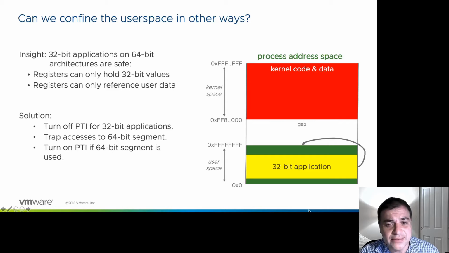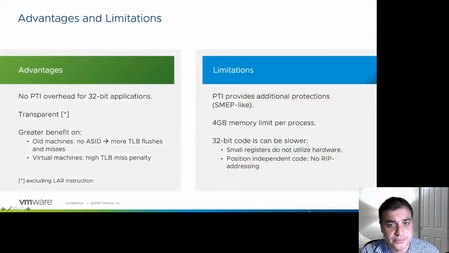Yet applications, even if they rarely do so, can switch between 32-bit and 64-bit modes. We therefore trap switches between these modes and turn on PTI if such a switch occurs. Our solution has advantages, but also some limitations. The two nice properties of our solution are that it eliminates the PTI overhead, and in addition is transparent, excluding a small limitation that has no impact on real workloads.